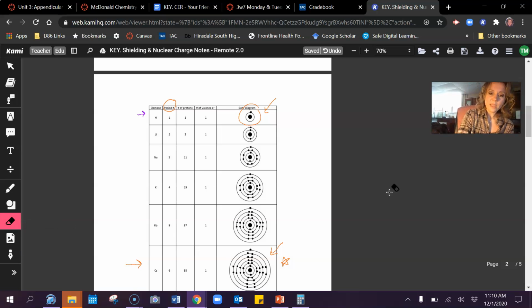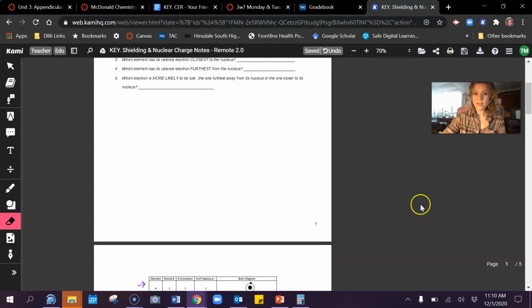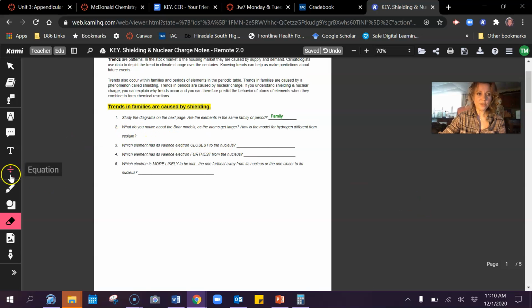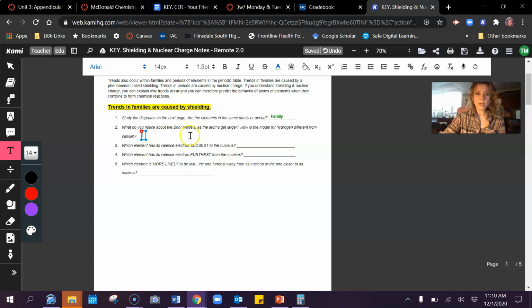So that is what we are going to write when we go back up to answer question number 2. So question number 2, what we were talking about is that cesium, which I will abbreviate CS, has more electrons and more energy levels. And it's a larger atom.